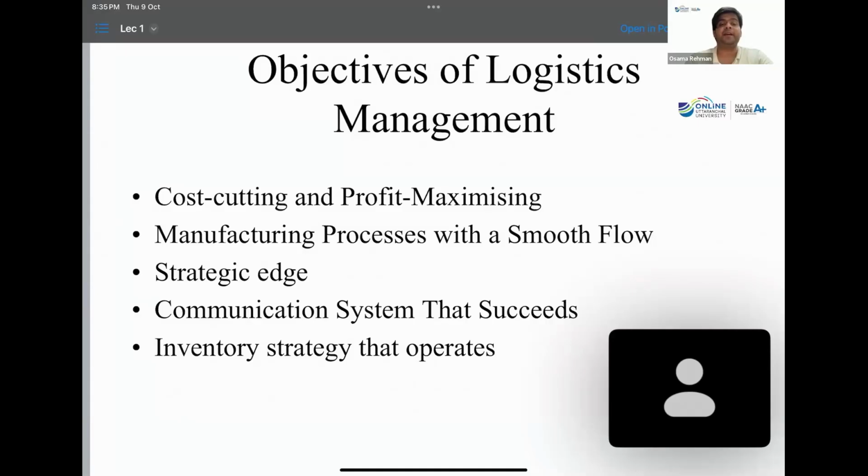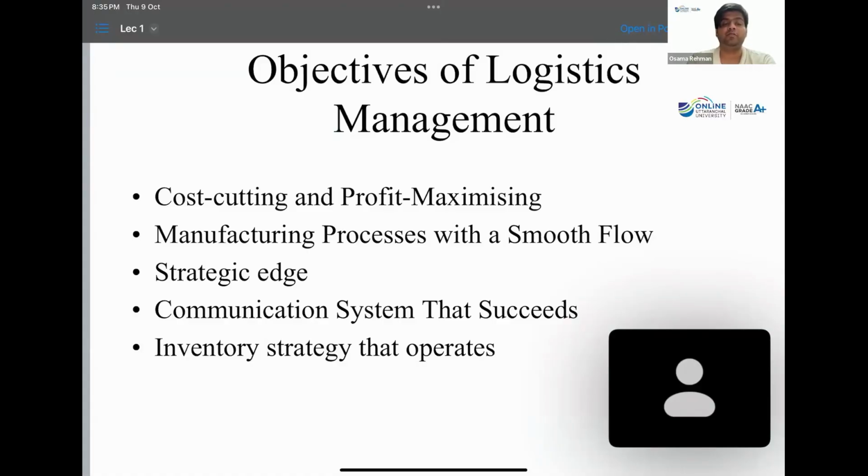Right. Then comes customer satisfaction. Logistics aims to ensure that the right product reaches the right customer at the right time, at the right place, in the right condition. So customer satisfaction will be very high. Efficient logistics directly contributes to customer loyalty and better service reputation. Next is efficiency, good flow of information, like manufacturing processes with a smooth flow. Logistic management ensures smooth, continuous, and efficient movement of goods and related information from suppliers to end consumers. It coordinates between departments such as procurement, production, and marketing.